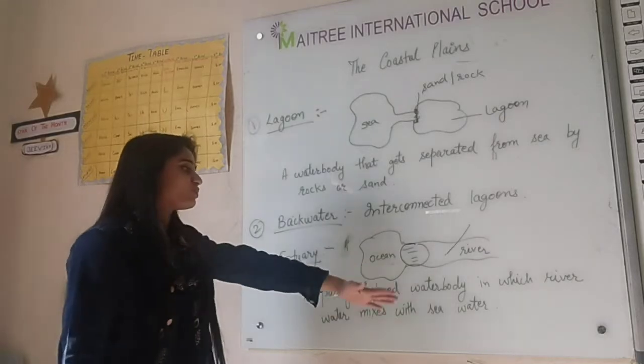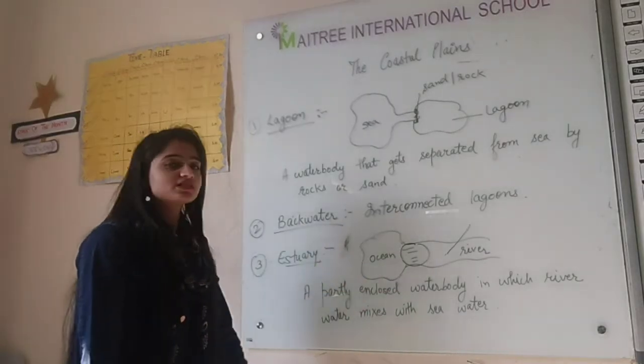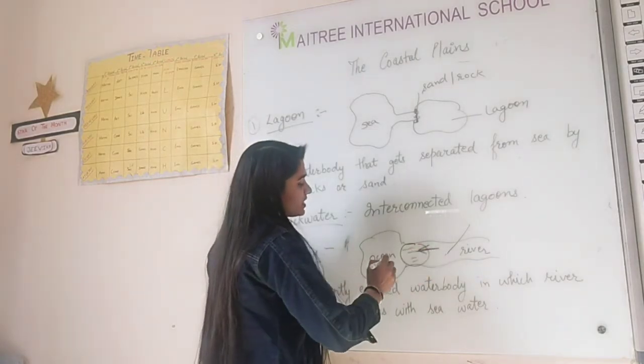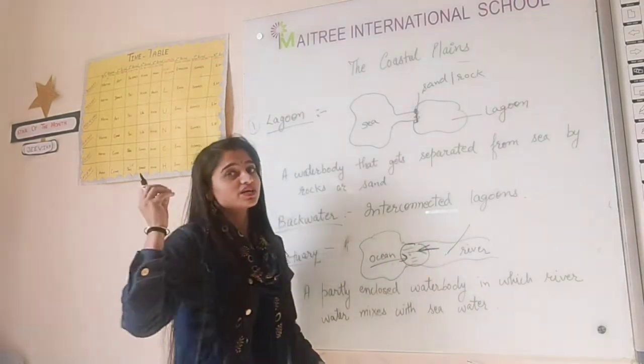A partly enclosed water body in which river water mixes with sea water. So here you can see the fresh coming river water gets mixed with the salty sea water.